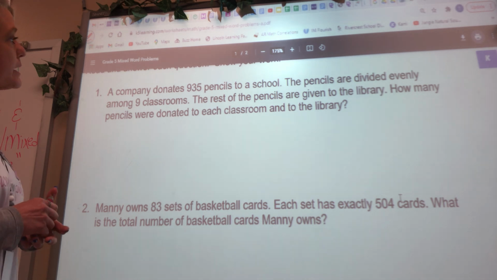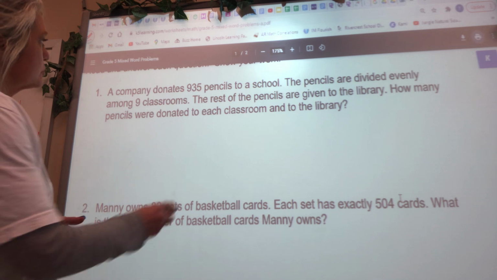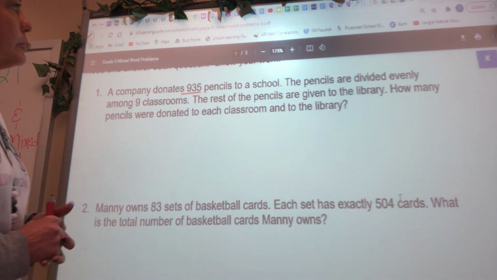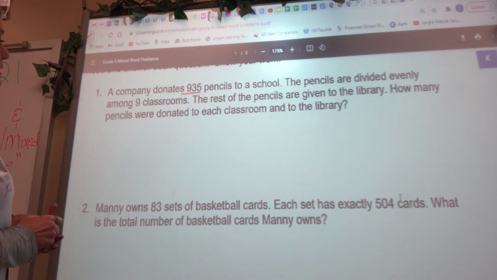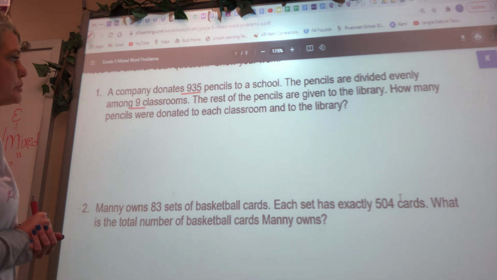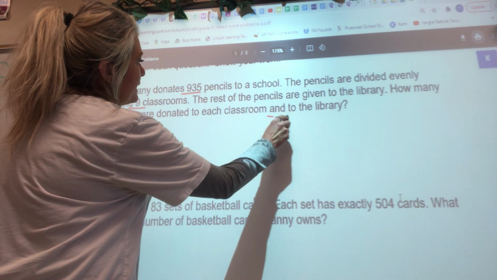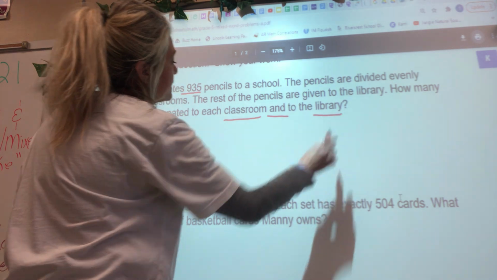Okay, a company donates 935 pencils to a school. The pencils are divided evenly among 9 classrooms. The rest of the pencils are given to the library. How many pencils were donated to each classroom and to the library?